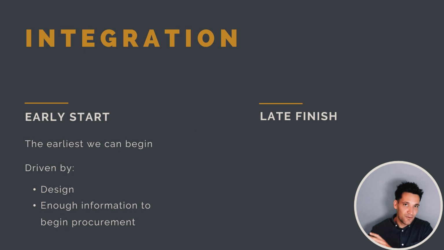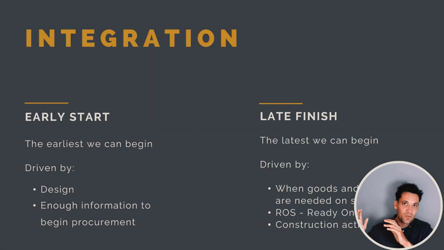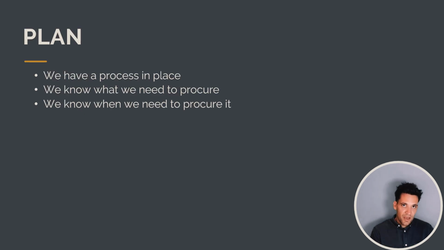There's also a late finish date. What's the latest date we need the goods and services on site? So this is going to come from the project schedule, which will tell us when we need to start installing poles. So when we're doing the procurement schedule, we want to make sure that the early start date, when we've got the information available to begin procurement, gives us enough time to get the materials on site by the late finish date.